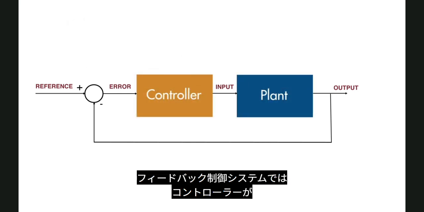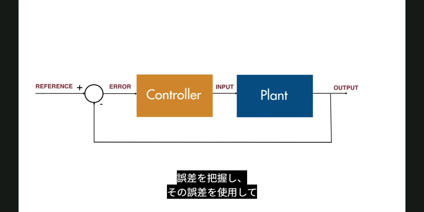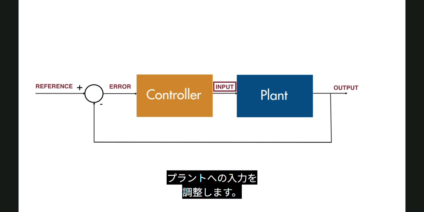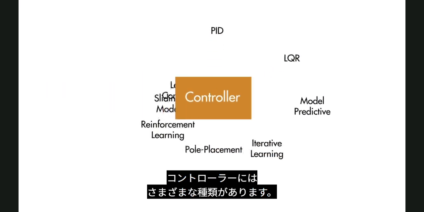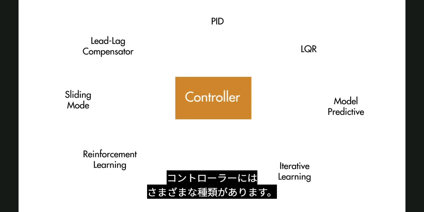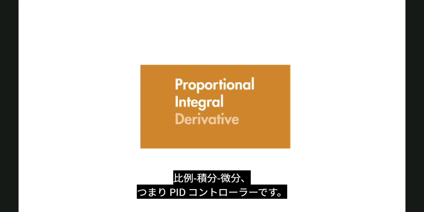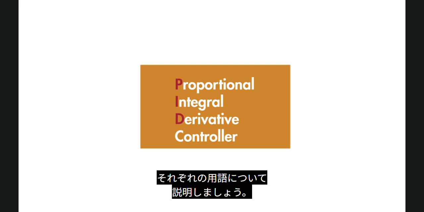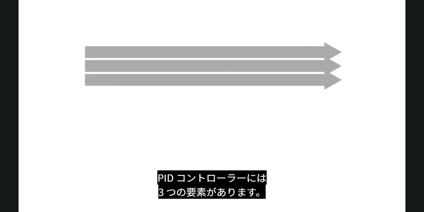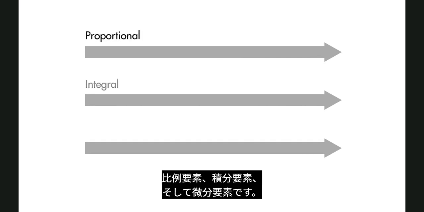In a feedback control system, the controller takes in the error and then uses the error to adjust the input to the plant. There are a variety of controllers out there. A widely used one, and the one we'll be using, is the Proportional Integral Derivative, or PID controller. Let's look at what those terms mean. A PID controller has three elements: the proportional element, the integral element, and the derivative element.